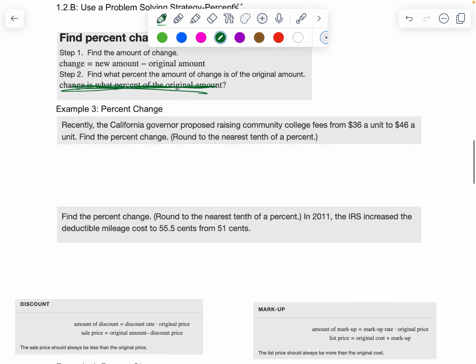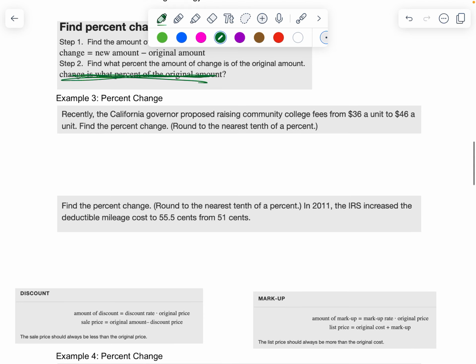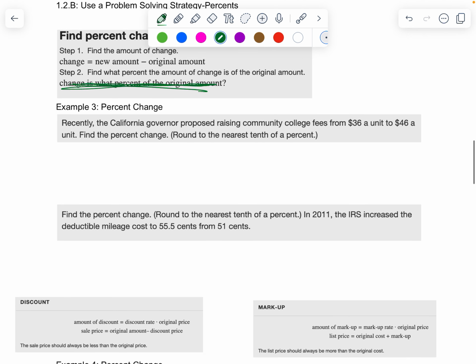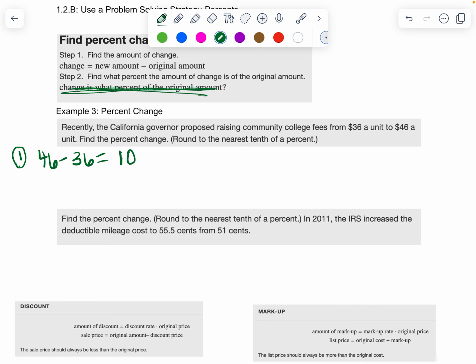Recently, the California governor proposed raising community college fees from $36 to $46 a unit. Find the percent change, round to the nearest tenth of a percent. So the first thing we need to do is find the amount of change. So we're going to take our new minus our original. And there's a $10 difference.